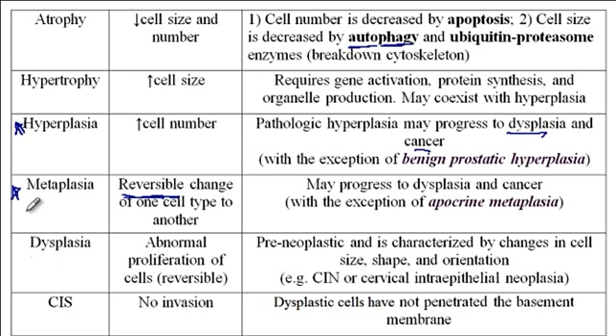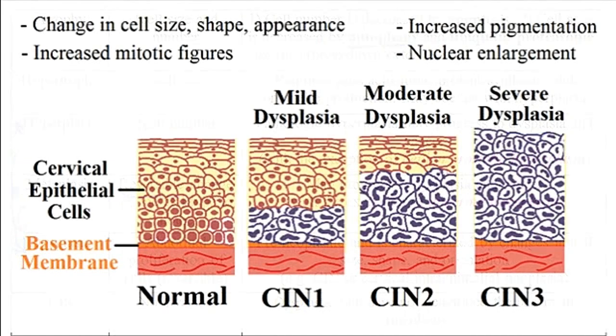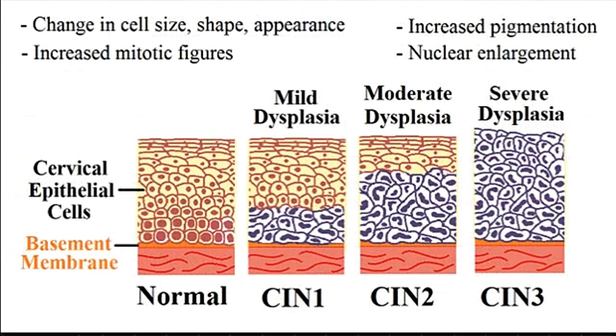So both metaplasia and hyperplasia can progress into dysplasia, with the exception of apocrine metaplasia and benign prostatic hyperplasia. Now, the type of changes that you will see with dysplasia, which is just one step before developing cancer, is abnormal proliferation of cells as well as changes in the cell size, shape, and orientation.